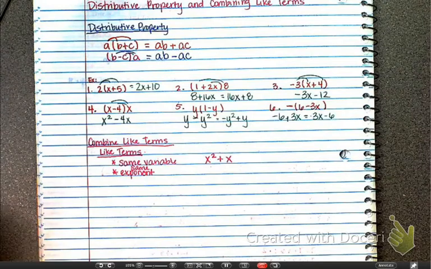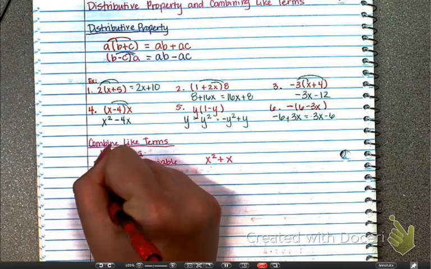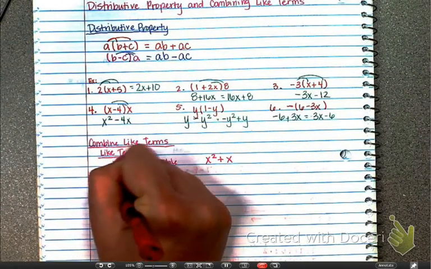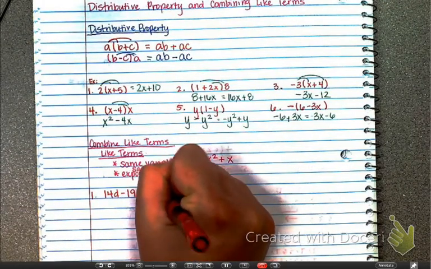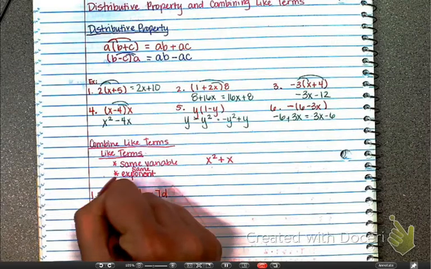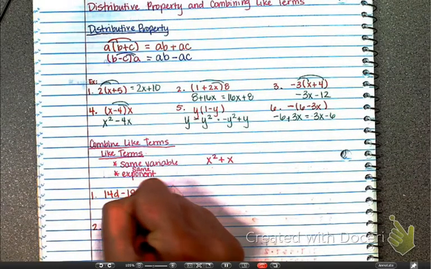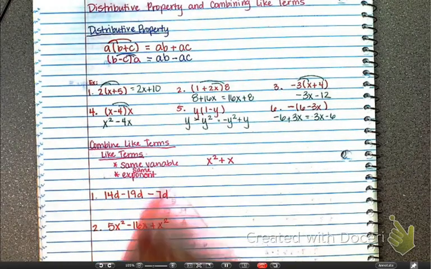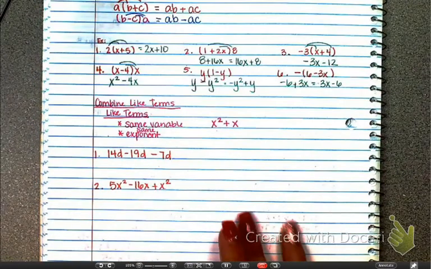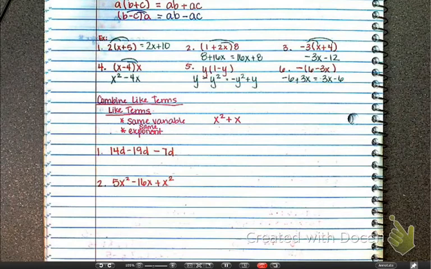Awesome. So let's try a couple combining like terms. And again, when we're adding and subtracting or combining like terms, you are just changing the coefficient. The exponent does not change. The only time the exponent changes is when you multiply or divide.